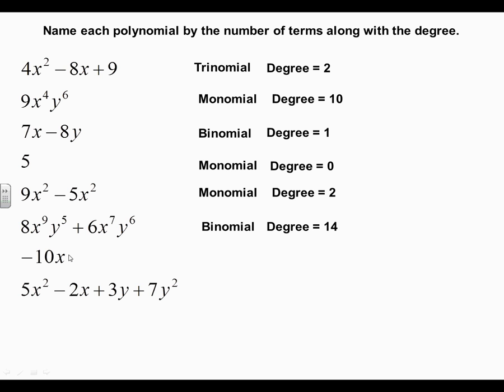Negative 10x is one term, making it a monomial, and x to the power of 1 gives it a degree of 1. The last one here is four different terms, therefore it's quadrinomial, and the first term is degree 2, second term degree 1, third term degree 1, fourth term degree 2. You pick the one that's the biggest, and the degree is 2.